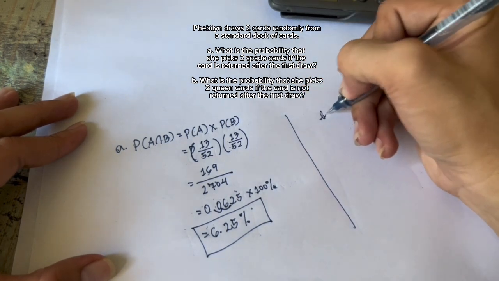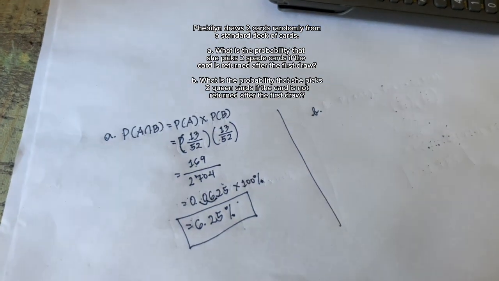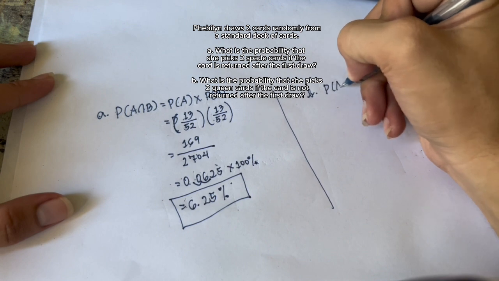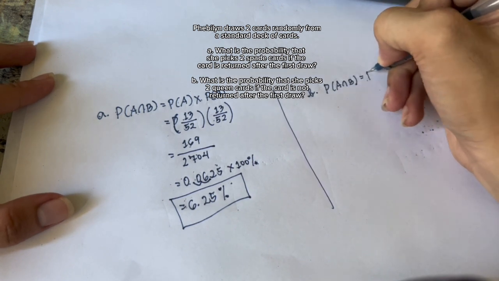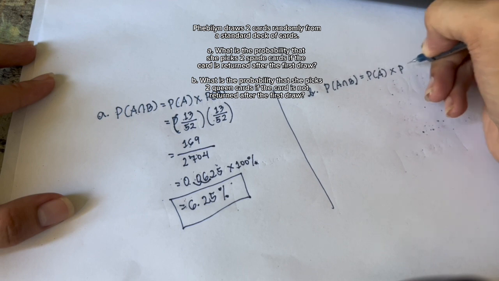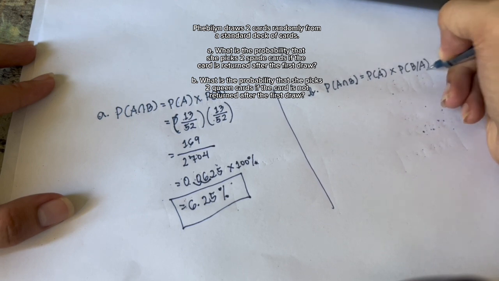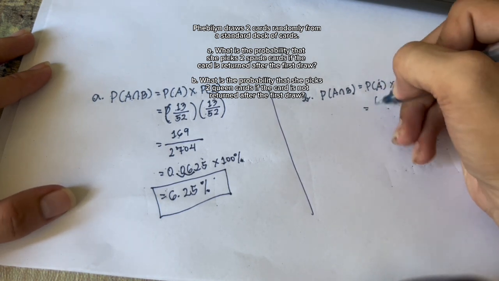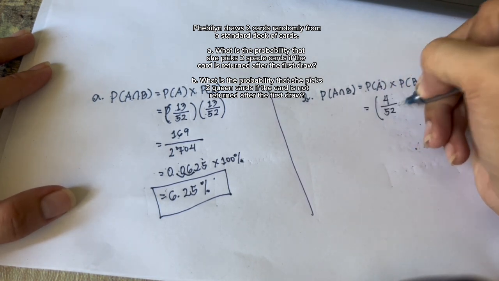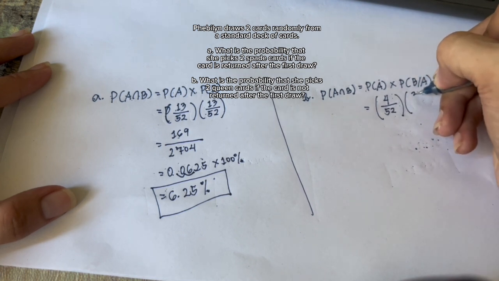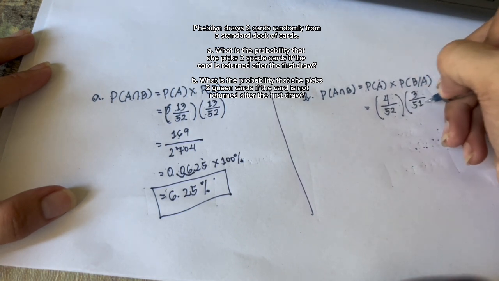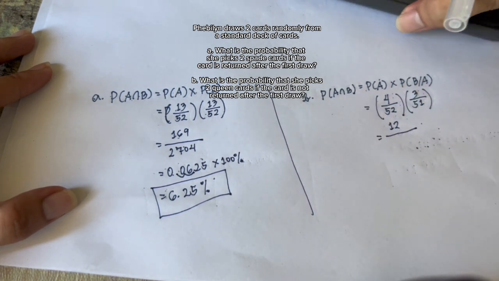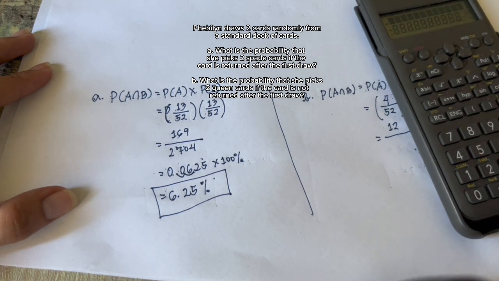Now let's proceed to B. What is the probability that she picks 2 queen cards if the card is not returned after the first draw? So that is a dependent event, because the card is not returned after the first draw, so the second draw is affected. So how many queens are there in a deck of cards? 4: diamond, heart, clover, and spade. Then the same number of cards, 52. So only three are left for the second draw, and 51 cards in all. 4 times 3 equals 12. 52 times 51, the answer is 2,652.